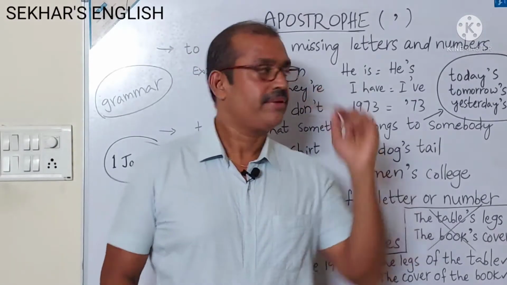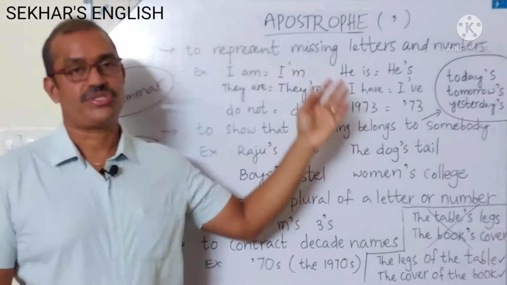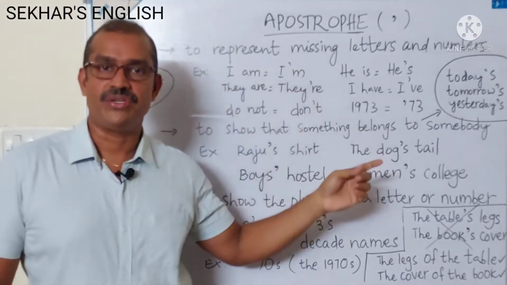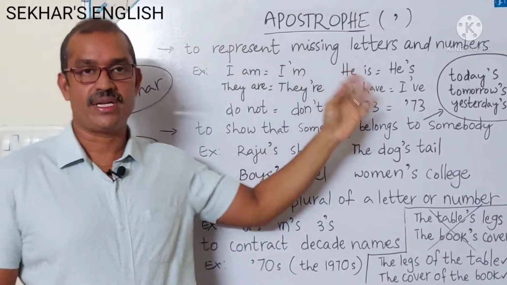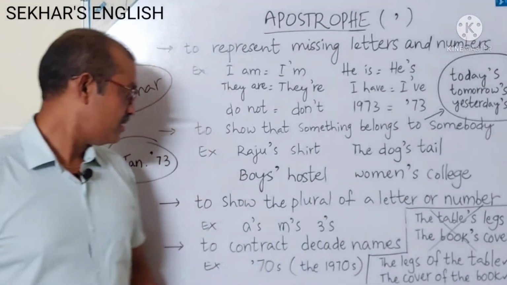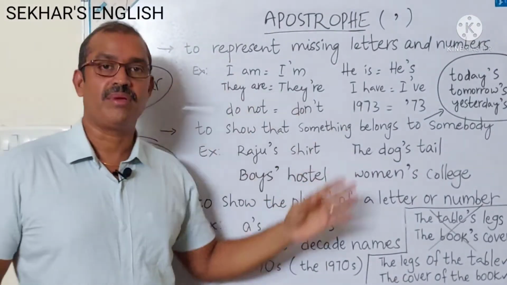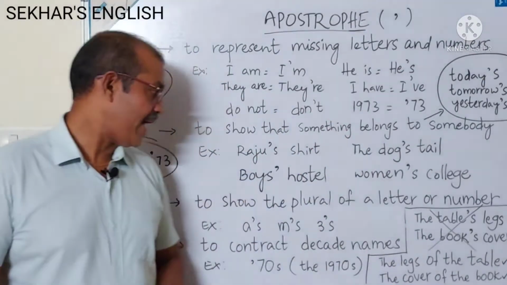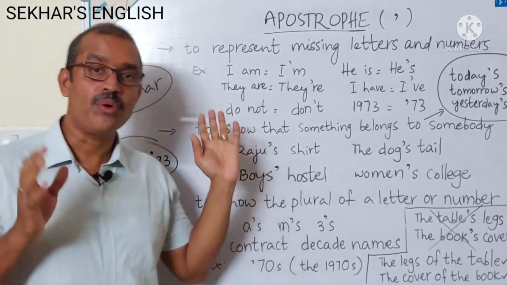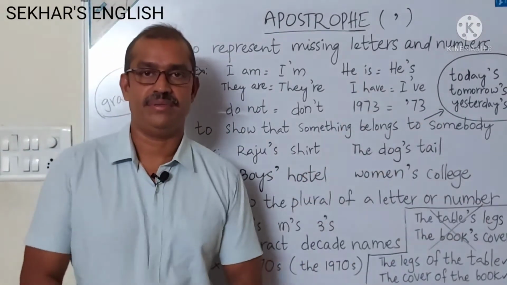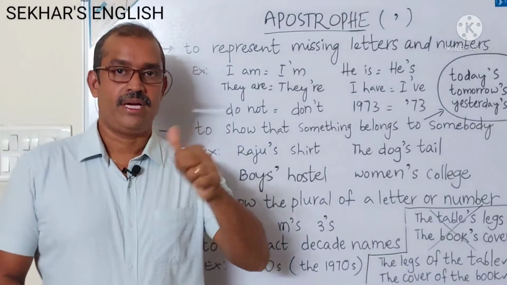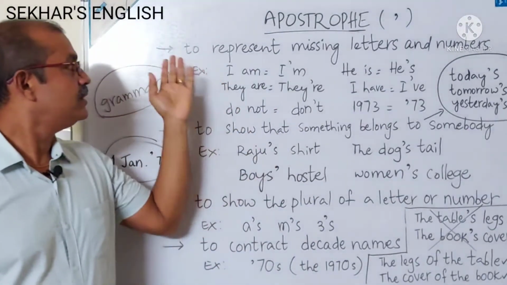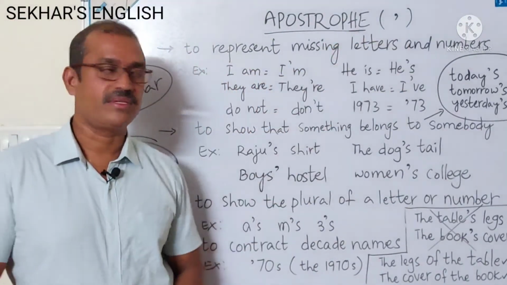Let's get into the topic. Apostrophe. This is used to represent missing letters and numbers, to show that something belongs to somebody else, and to show the plural of a letter or a number. Let's go to the first one: to represent missing letters and numbers.